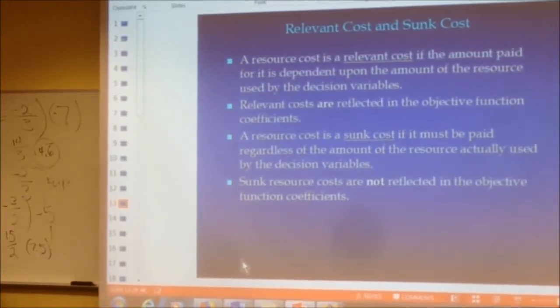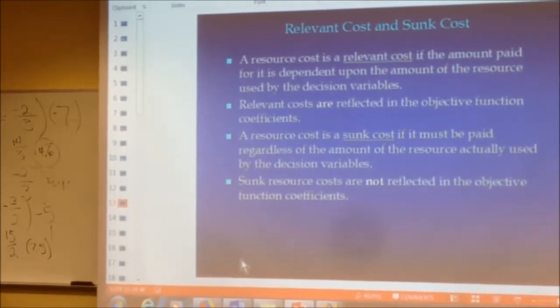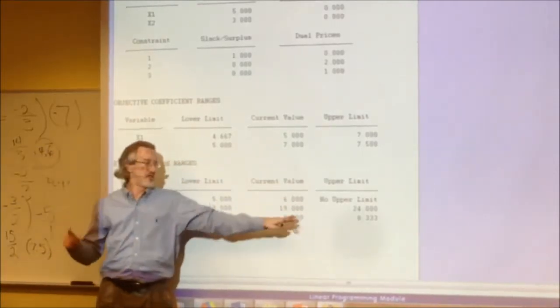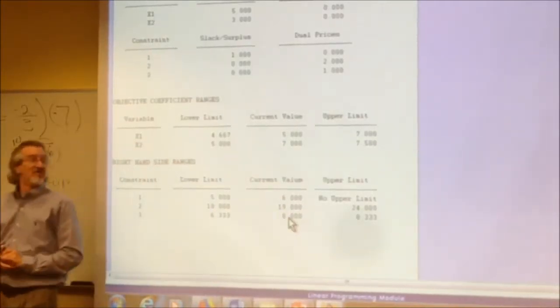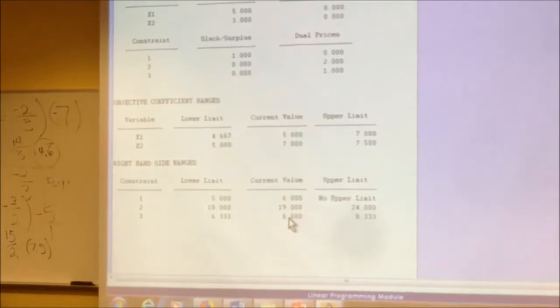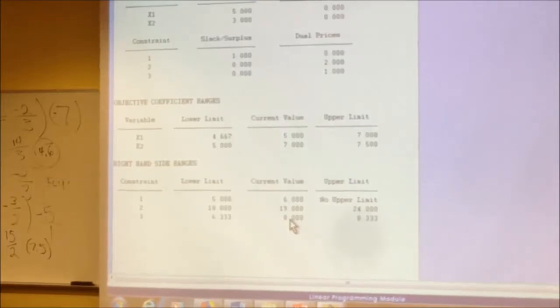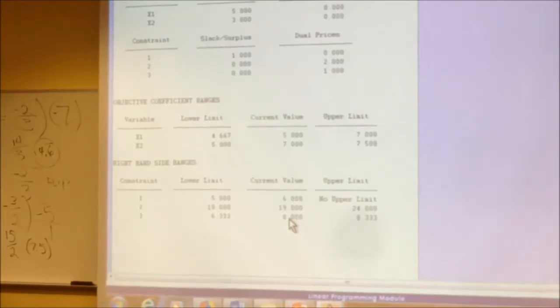If the question says this resource and they have an additional unit, we're looking at 19 again. Number 1, they want you to buy that for $3 a unit, and they have 1 additional unit. What's the dual price? And 3's over it, right? And it says it's a relevant cost because the cost is already in the objective function.